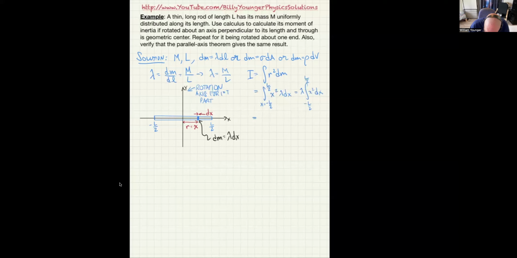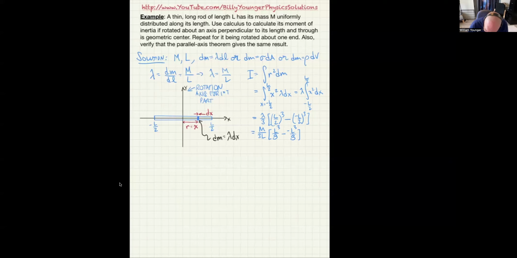So this is going to become lambda over 3 times L over 2 cubed for the top range of integration, and then minus negative L over 2 cubed for the bottom range of integration. So with that in mind, we can now do the math. Remember, lambda is m over L, so that's m over 3L. Then I'm going to take the L over 2 that's cubed, and that's going to become L cubed over 8, minus now the negative L over 2. When that's cubed, it's negative times a negative giving a positive, but then a negative again gives a negative. So it's going to be minus the negative L cubed over 8. So minus a negative is the same thing as plus a positive.